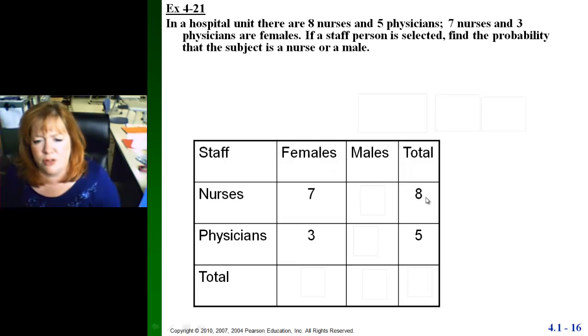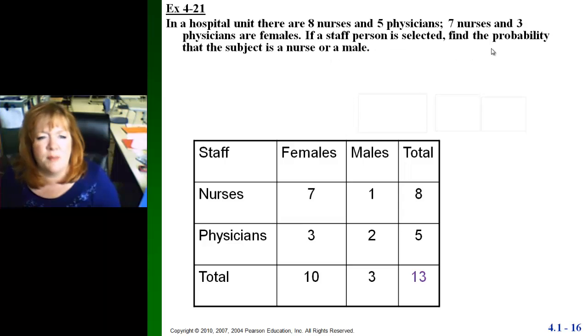So if you do the math, there's 8 total, 7 females, so there's 1 male. 5 total, 3 female, 2 have to be male. So the total number of females is 10, the total number of males is 3, and the total is 13. Man, the deck is stacked against the women in this case.